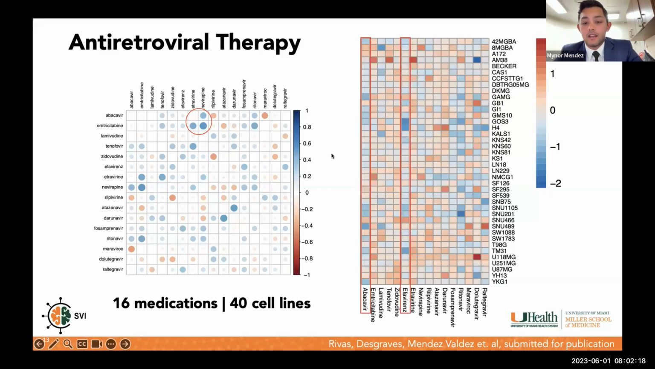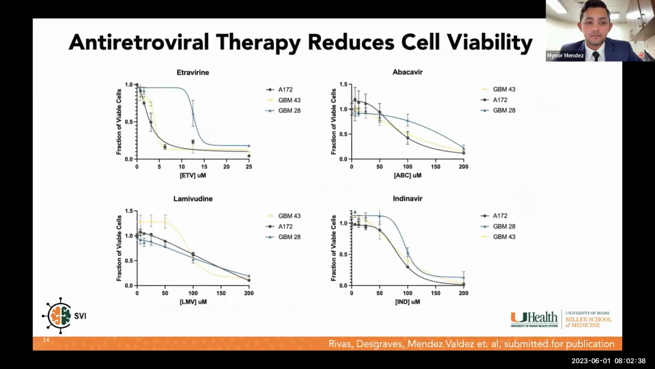And over here on the right, when we tested these cell lines and analyzed the data in terms of how these medications inhibit these different cell lines, we found that abacavir, efavirenz, and ritonavir seem to have the widest range of inhibitory effect on these cell lines. And so we decided to further explore this in vitro in the lab.